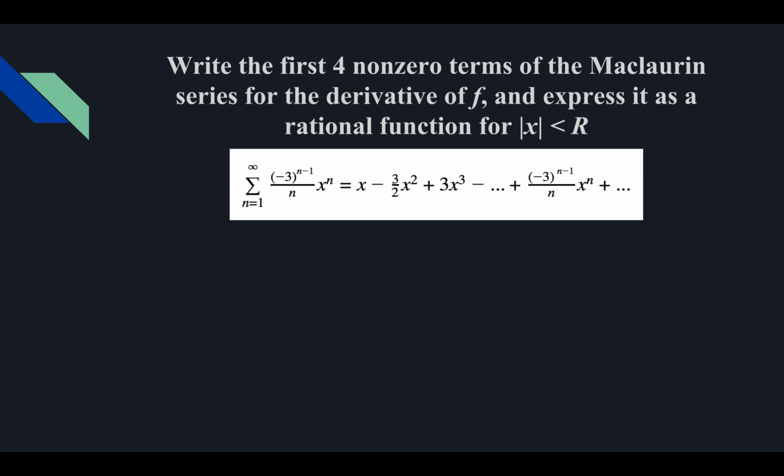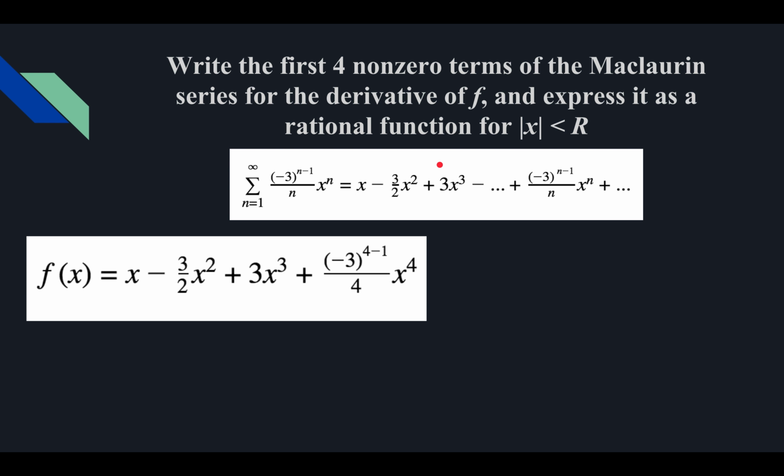Next is part B. In part B, we are to write the first four non-zero terms of the Maclaurin series for the derivative of f, and express f prime as a rational function for the absolute value of x being less than r. So I'm going to split this into two parts. The first part will be to write the first four non-zero terms. As we can see here, the first three non-zero terms are already given to us, and we can find the fourth term by simply plugging in 4 into this series expansion right here.